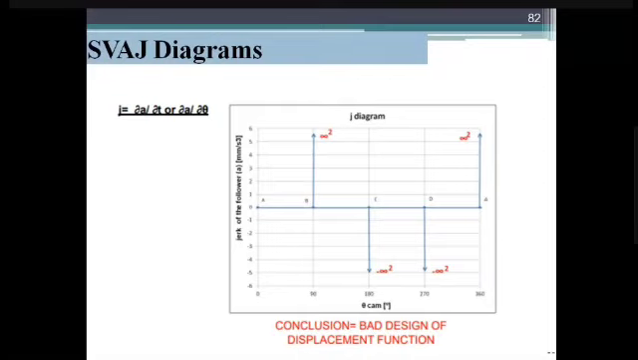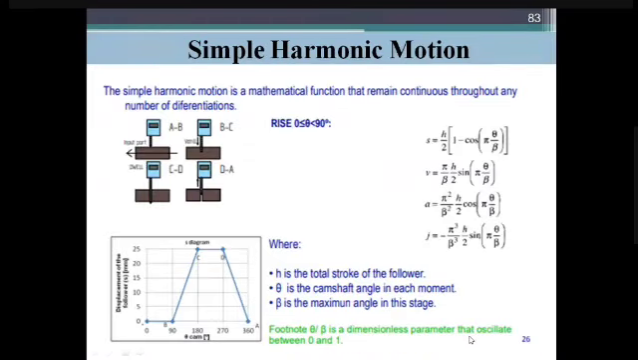So what about the jerk? It is infinity squared. Wherever there is acceleration, it results in jerk, and jerk is plus infinity squared, minus infinity squared, minus infinity squared, plus infinity squared. So if infinity squared goes in this direction, that is not continuous, and this will lead to a bad design of the displacement function. So what about the simple harmonic motion?